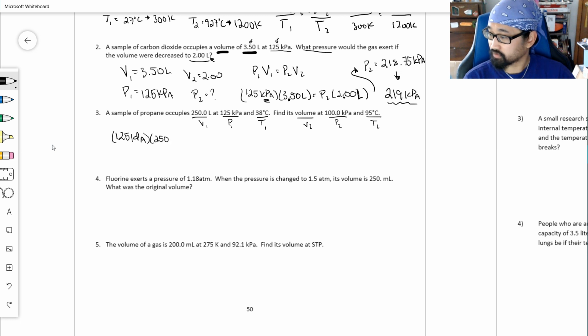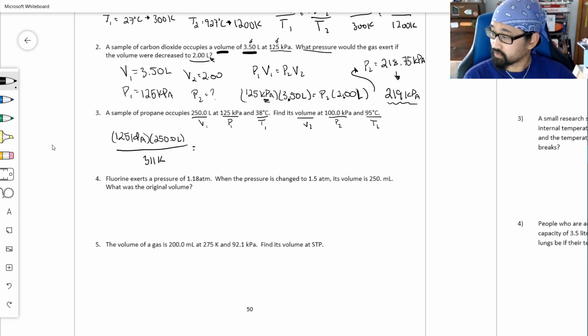times 250 liters over 38 degrees Celsius is not okay. We need to convert it to Kelvin. That's 303, 313. No. Sorry. 303, 311 Kelvin. Add 273. I don't trust my mental math right now. 273 plus 38. Yeah, 311.